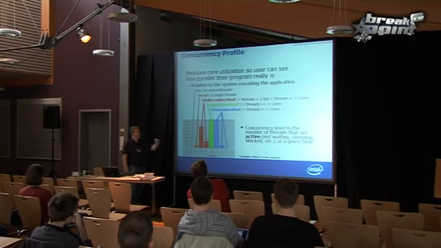Now, generally speaking, oversubscribed is bad, right? When I have more threads running than the number of cores. Can anybody tell me when oversubscribed is not a bad thing?